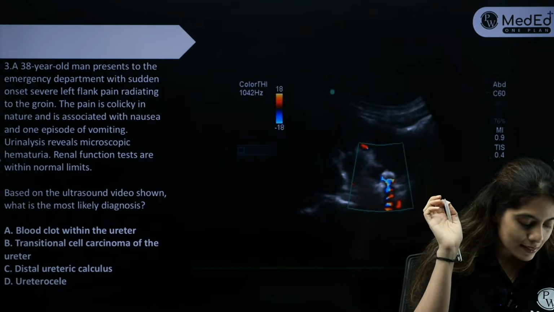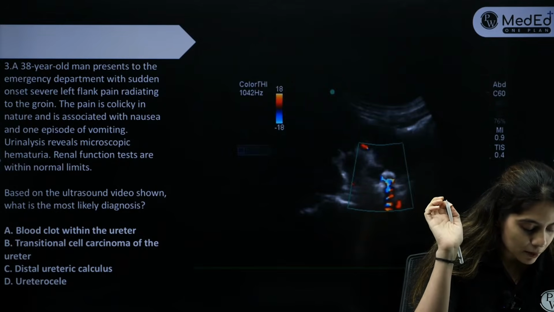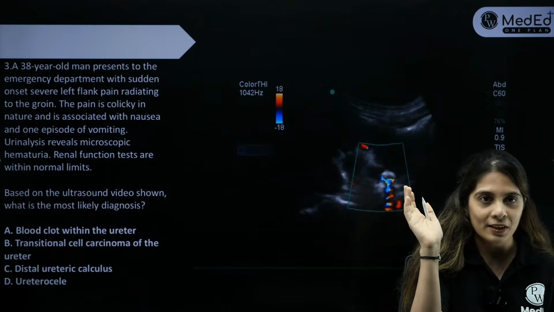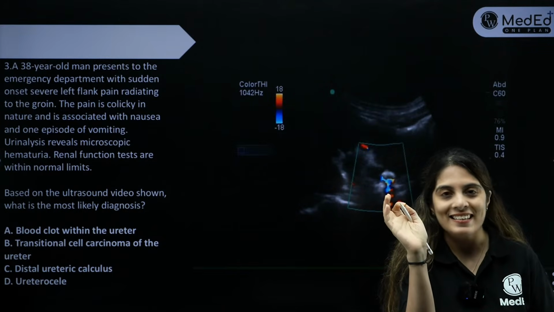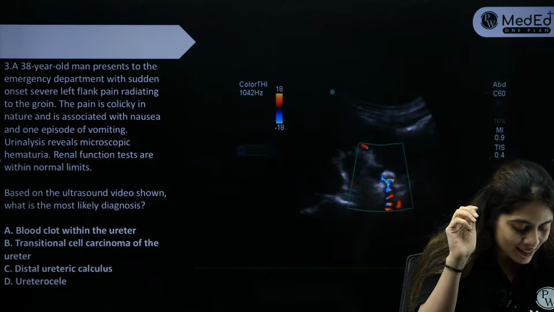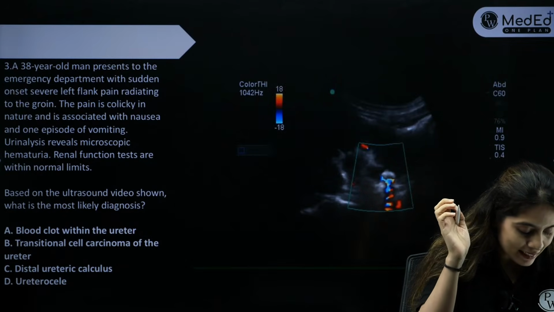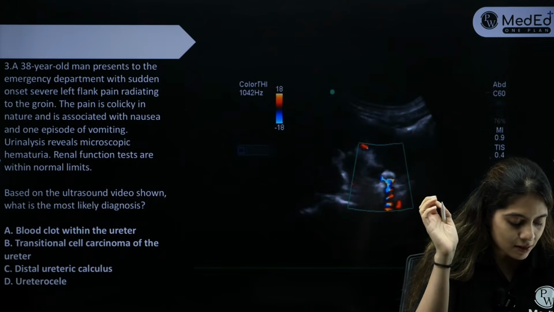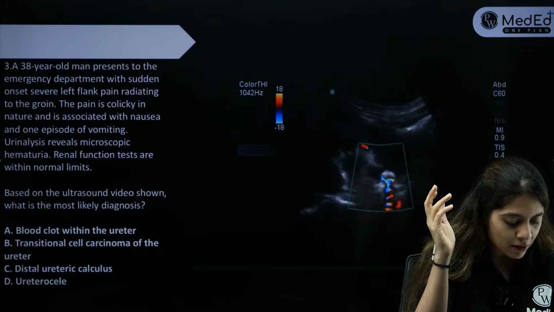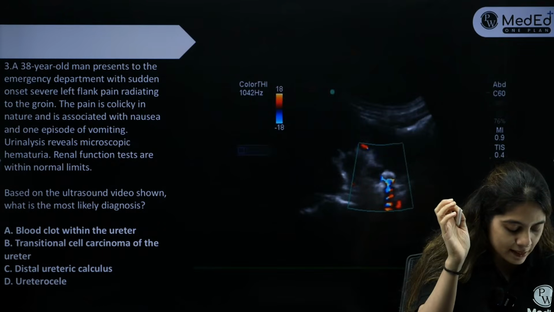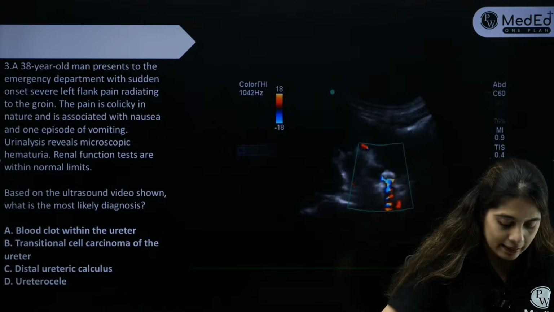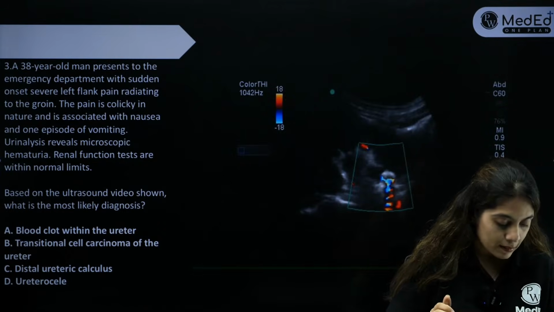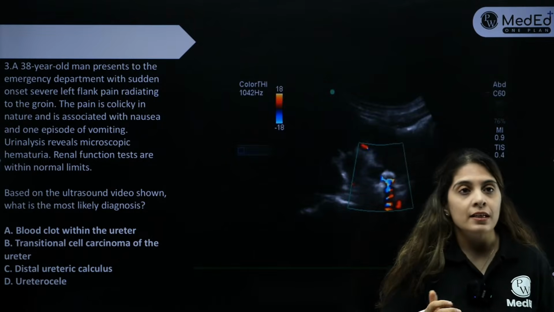So the third question is, a 38-year-old man presents to the emergency department with sudden onset severe left flank pain radiating to the groin. With this, I am sure you must know that this is a calculus, right? But let's see what the question is offering us. The pain is colicky in nature and associated with nausea and one episode of vomiting. Urine analysis reveals microscopic hematuria. Renal function tests are within normal limits. Based on the ultrasound video shown, what is the likely diagnosis? Whether it's a blood clot, a transitional cell carcinoma, a distal ureteric calculus, or a ureterocele.